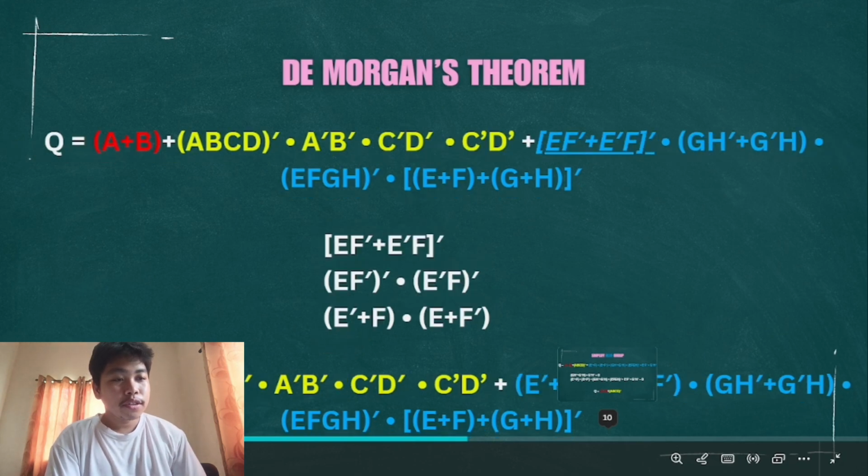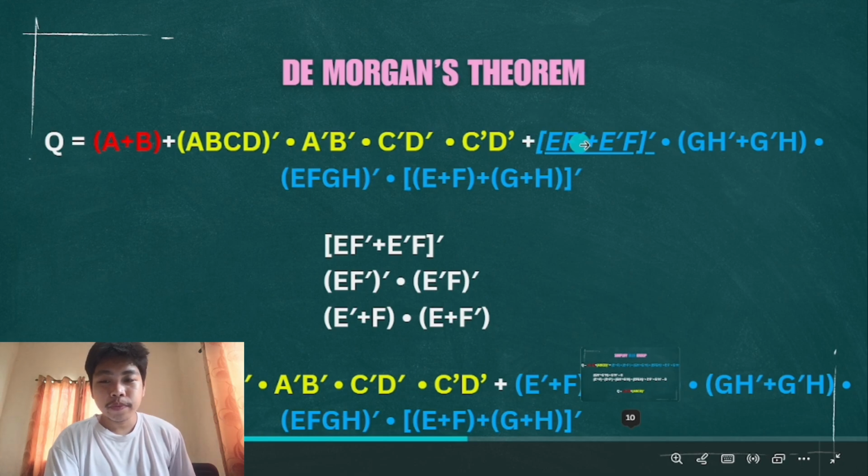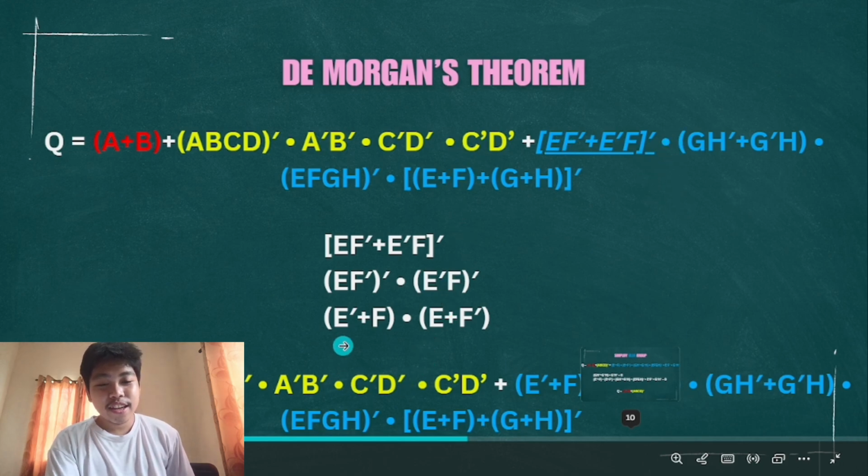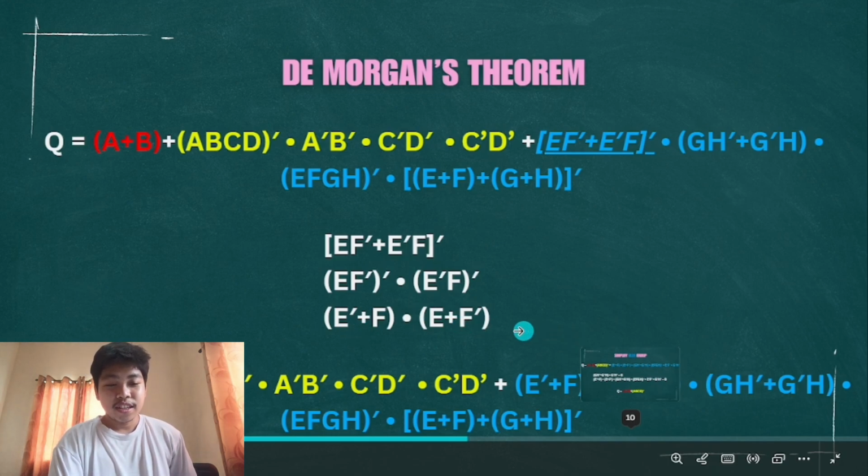Now let's move on to the blue term. This is our blue term. But for now, let's first simplify the first term, which is AF' plus E'F'. And then again, we will apply De Morgan's theorem. So this term AF' plus E'F' will now become, just like what we did earlier, (E' plus F)(E plus F').